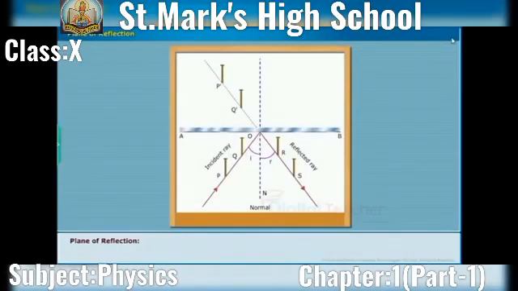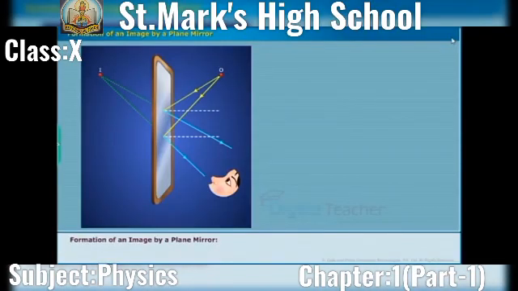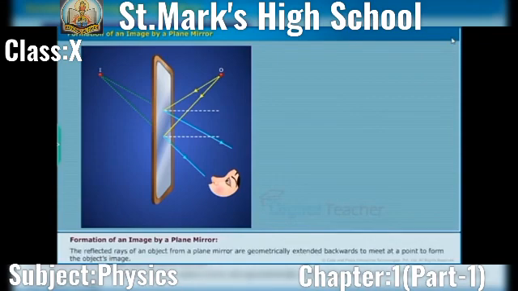Plane of reflection. When the pins fixed at P, Q, R, and S are at the same height, then the plane containing the incident ray, reflected ray, and the normal is called the plane of reflection. Formation of an image by a plane mirror. The reflected rays of an object from a plane mirror are geometrically extended backwards to meet at a point to form the object's image. Let us use geometric models to understand this concept in detail.